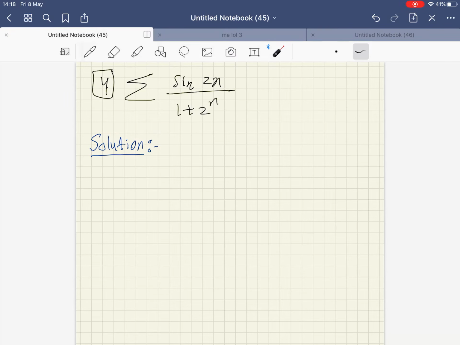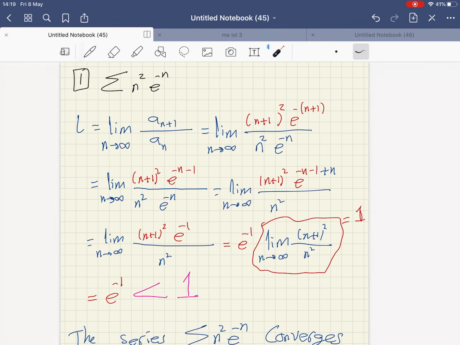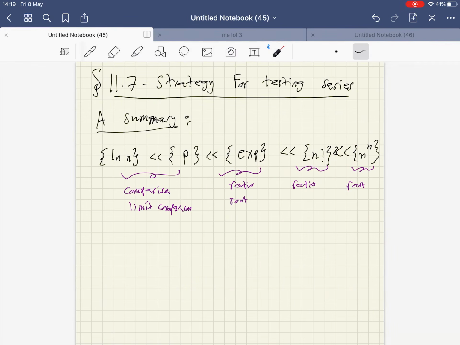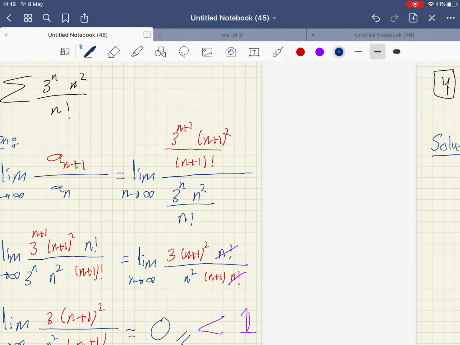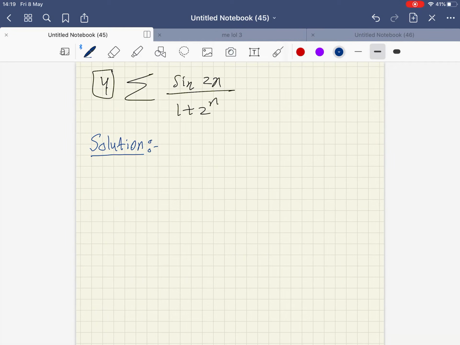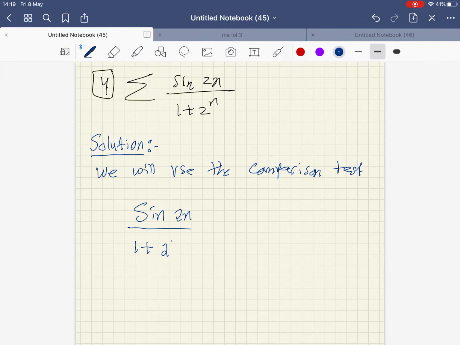Going to the next one. I'm very sorry, I didn't explain this one when we talked about the strategy, so let me go back and write the trigonometric part of the comparison test. We have sine 2n, so the best one to use is the comparison test, which is sine 2n over 1 plus 2^n.